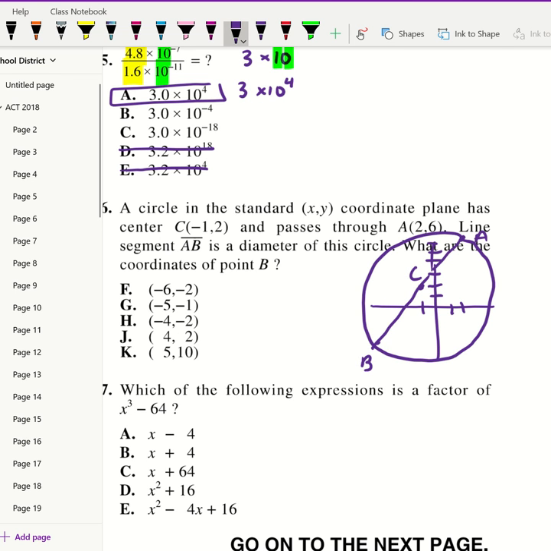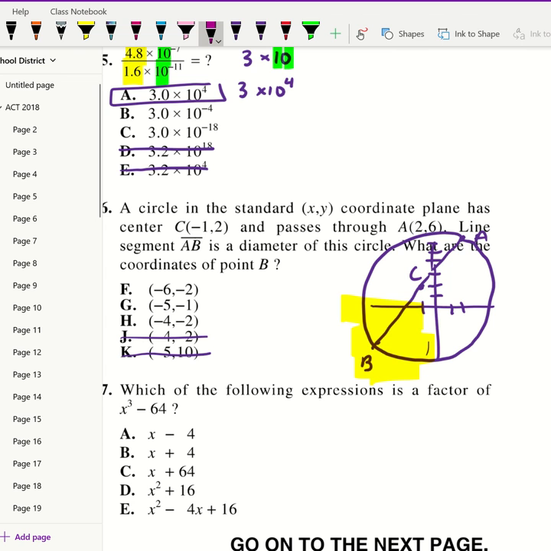First of all, please notice that B would have to be on the other side of point C. So even if you got really, really stuck, if you were able to draw a picture, hopefully better than I was able to initially, you could recognize that 5, 10 and 4, 2 are not in the correct quadrants at all. We really need to be looking in this third quadrant over here and have negative values for both the x and the y for point B.